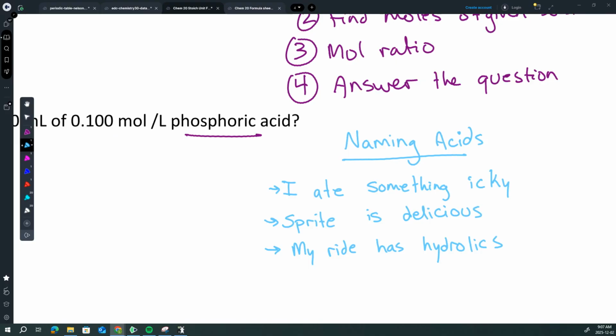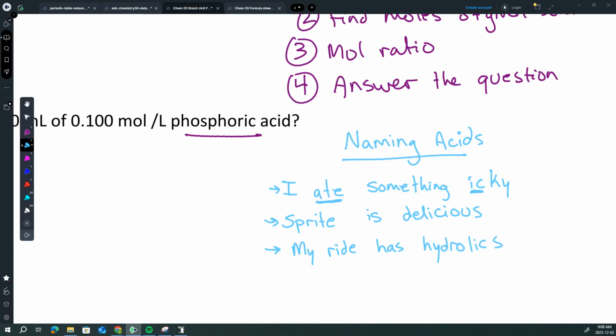All right, so here are the 3 sentences that can help us remember how acids are named and how to translate them into a formula. With the first sentence, I ate something icky. Essentially, if your polyatomic ion ends in ate, then the acid name is going to end in ic acid.